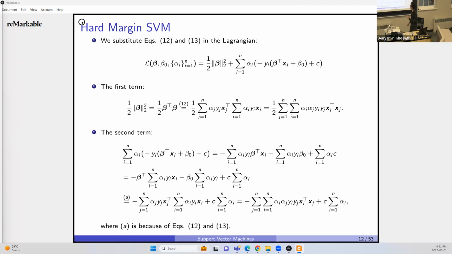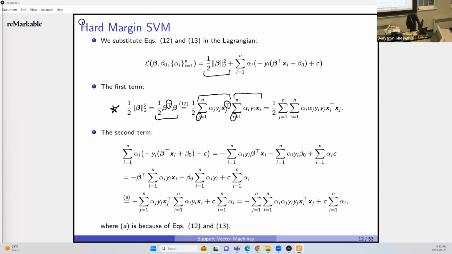So I want to substitute equations 12 and 13 in the Lagrangian, but it is big, so I need to do it term by term. The first term can be simplified as half beta transpose beta. I replace beta with this, and this is beta transpose, this is beta. For the first beta, I use the j index, and for the second beta, I use the i index. Why don't I use i for both of them? Because I don't want the indices to be confused. We know alpha j, yj are scalars, so transpose doesn't do anything on them, and xj is a vector, so because of the transpose it becomes xj transpose. The second term will have alpha i, yi, xi. We found this in the previous slide.